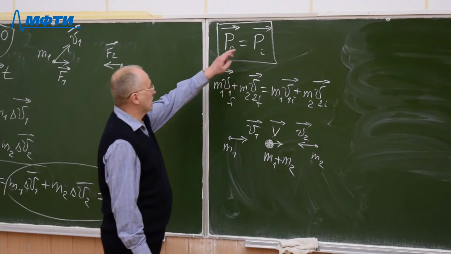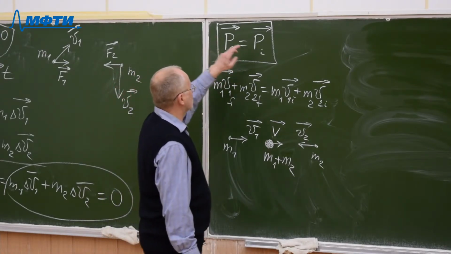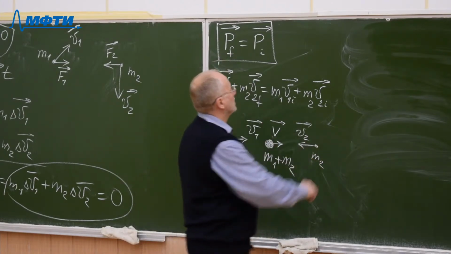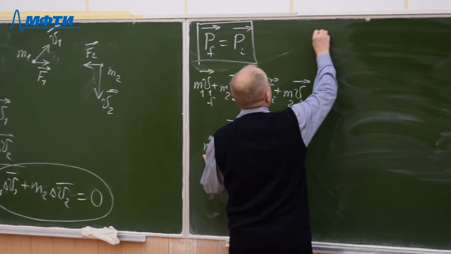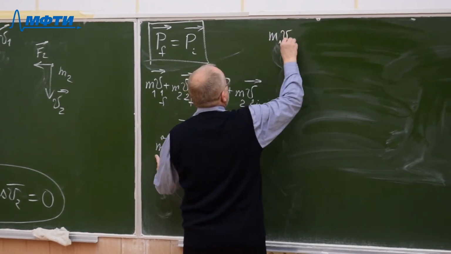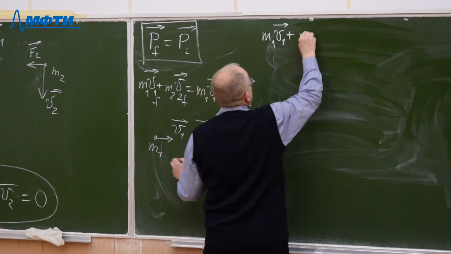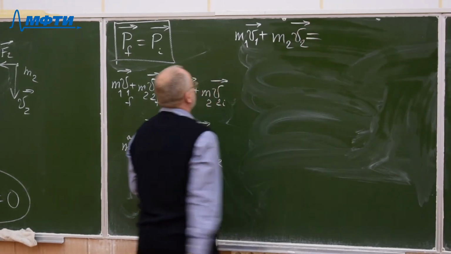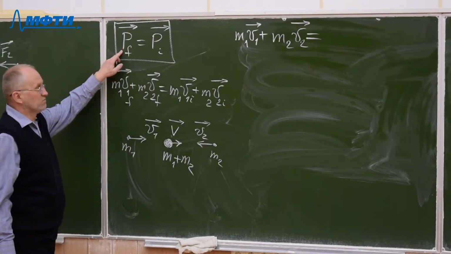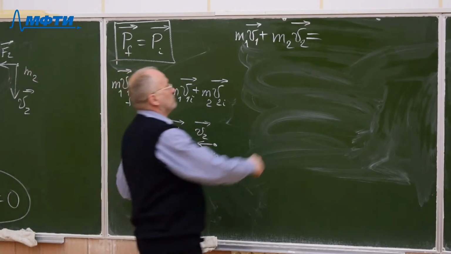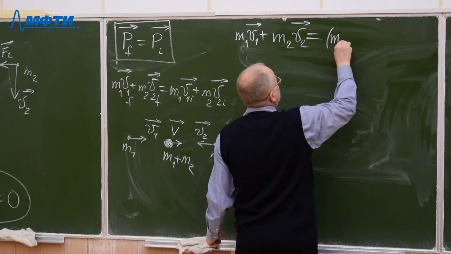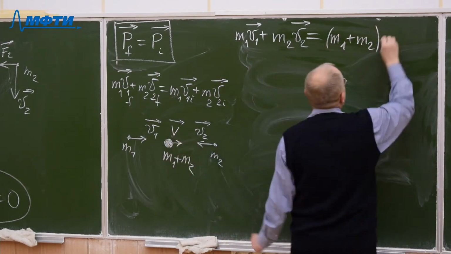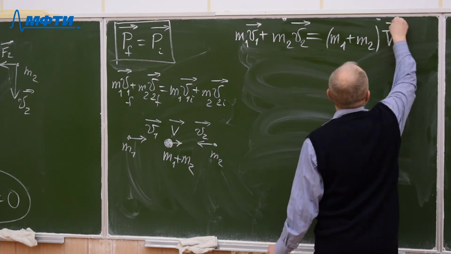The law of conservation of momentum says that the initial momentum equals the final momentum of the system of particles. So the initial momentum was what? The initial momentum of the first particle plus the initial momentum of the second particle. And the final momentum was what? The total mass of the two particles stuck together times the velocity of this compound particle as a vector.